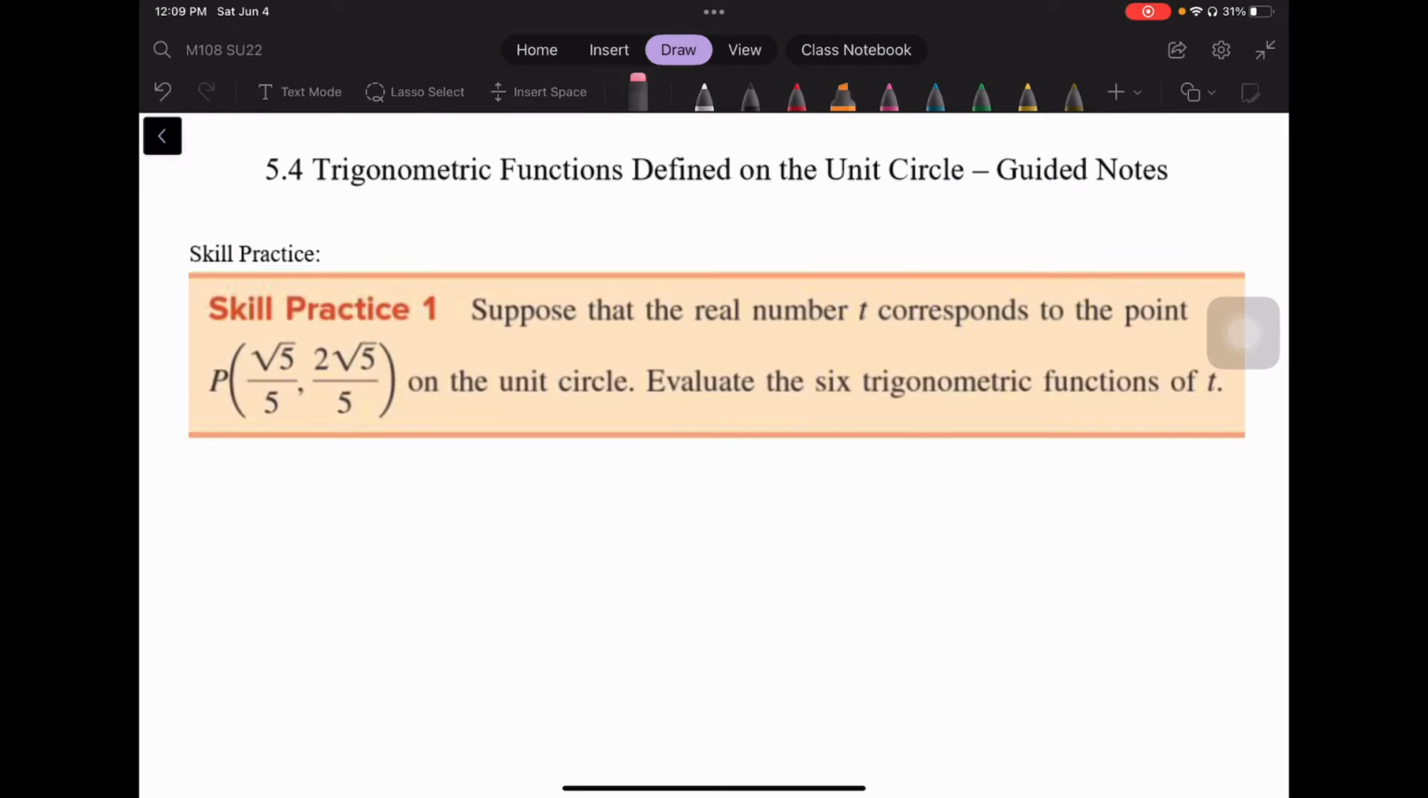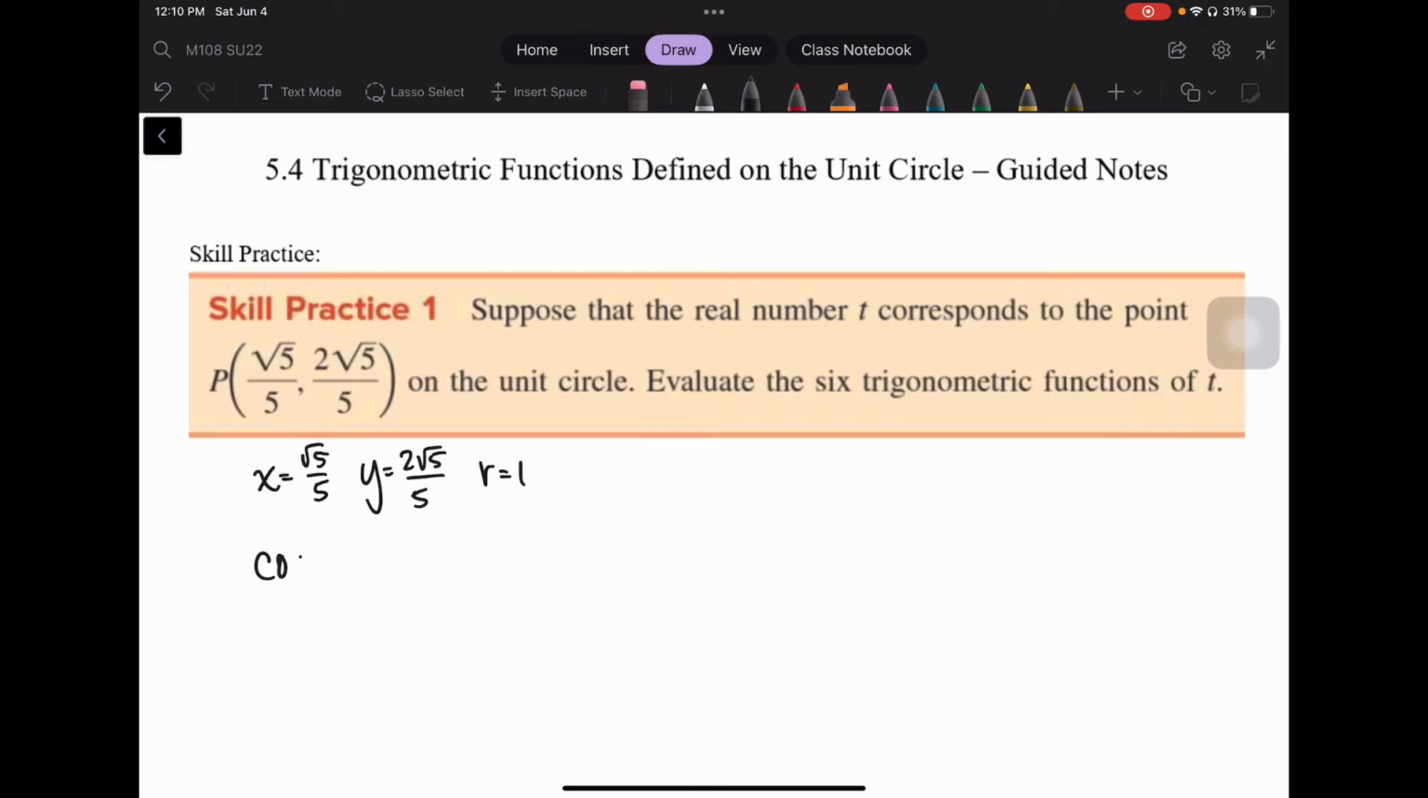All right, we are going to do skill practice 1, where we are supposing that the real number t corresponds to the point root 5 over 5 and 2 root 5 over 5 on the unit circle, and we want to evaluate the 6 trigonometric functions. Well, if it's on the unit circle, then r equals 1, and the cosine, or x, equals root 5 over 5, and the sine, or y, equals 2 root 5 over 5.